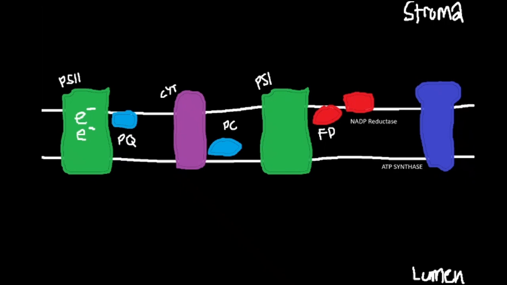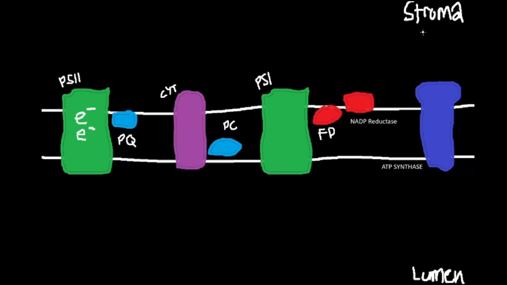So that is the basis of how the electron transport chain works, and the products of it are NADPH, which I'm going to be discussing later, and ATP. These are the two products that we need.